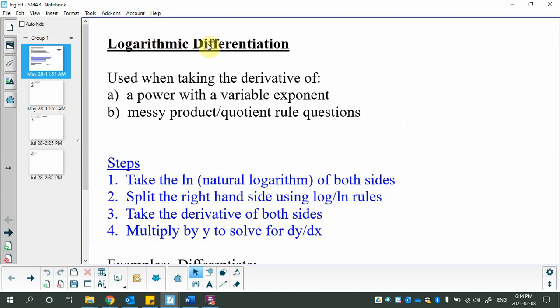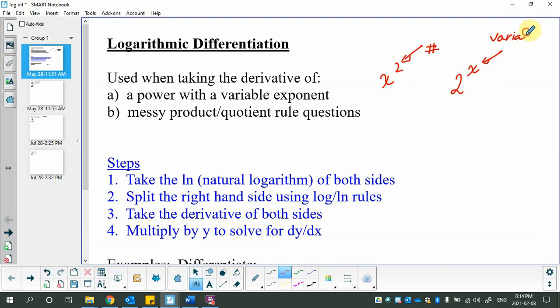This is called logarithmic differentiation, and I know it says logarithms, and I know some of you really don't like logarithms, but this really is a good thing because you use this in 2 situations. The first situation is when you have a power with a variable exponent, so that means a letter exponent. Usually you have a number exponent, something like this where that is a number. But I'm talking about when you have something like that, where that is a variable. So that's one place you use logarithmic differentiation.